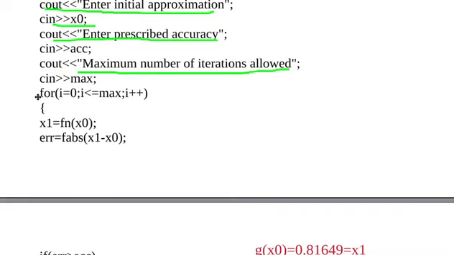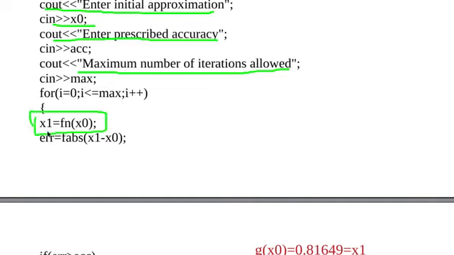So I'm starting a for loop: i is equal to 0, i less than or equal to maximum. That is for the maximum iteration I'm continuing this loop, then i++. Then here what I'm doing is I need to find out the function value, that is g of x value, for each iteration, right?